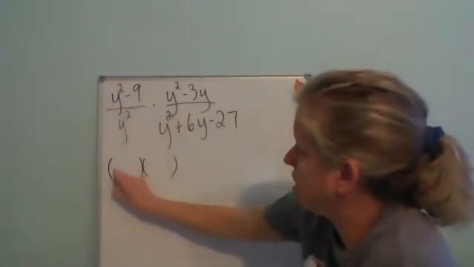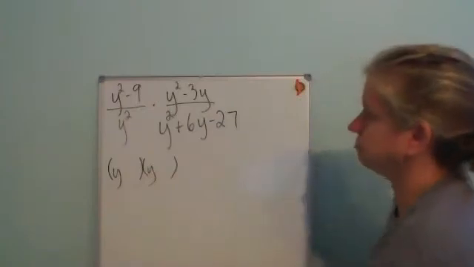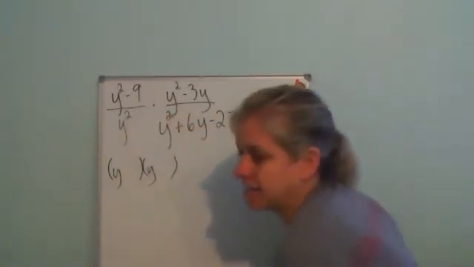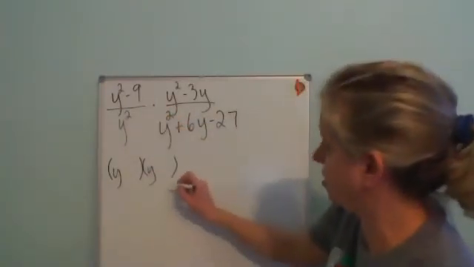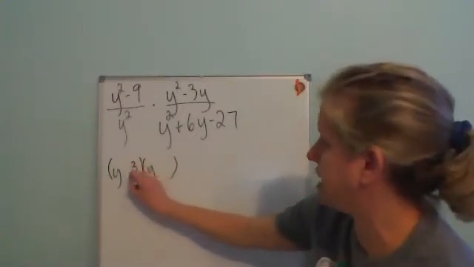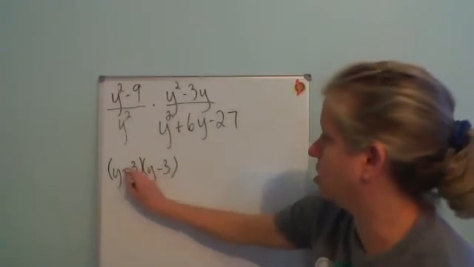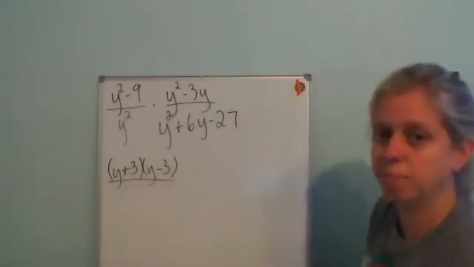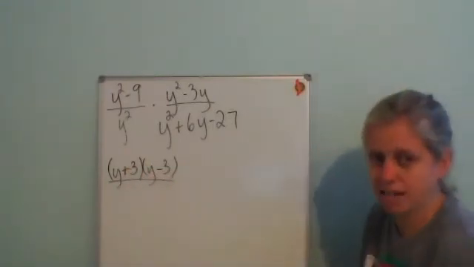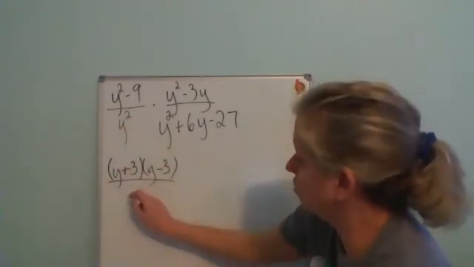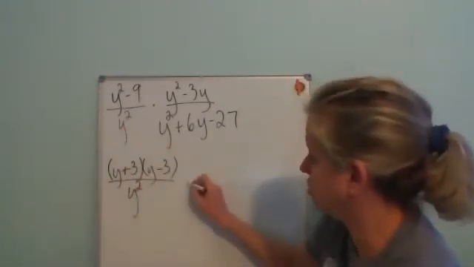So to get y squared, I'll need the y and y. To get 9, since 9 is a perfect square, the number that you multiply together that's the same to get 9 is 3 and 3. And then your signs are 1 plus and 1 minus. So y plus 3, y minus 3. Over, can't do anything with y squared, so I'll just bring it down.